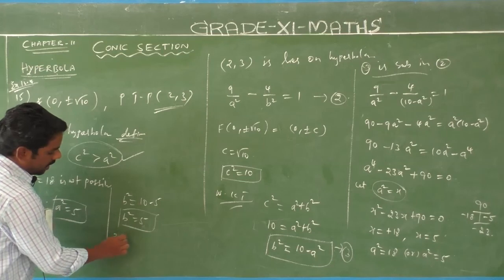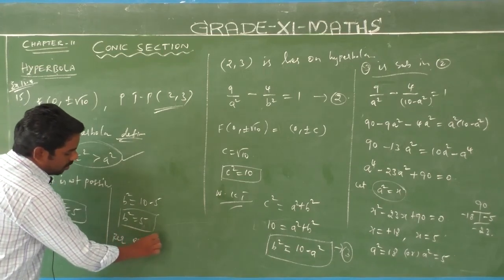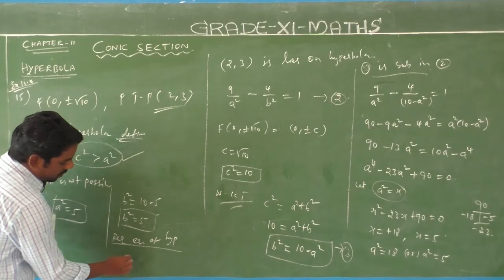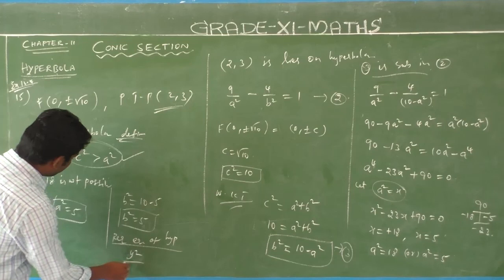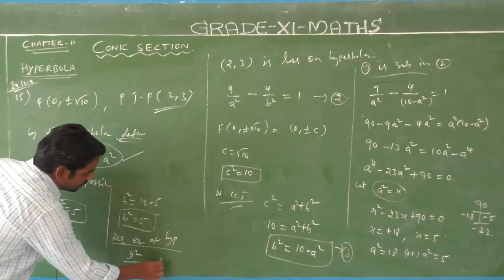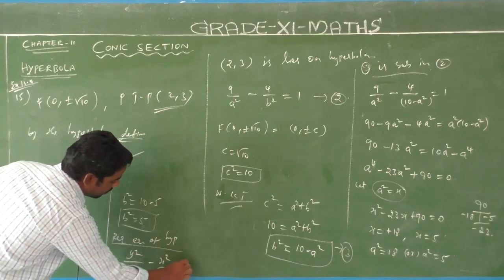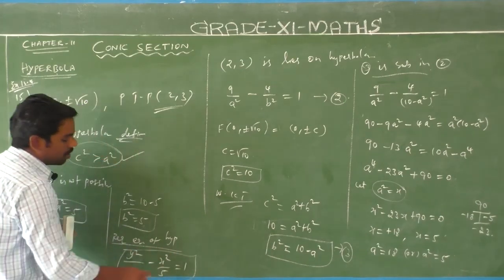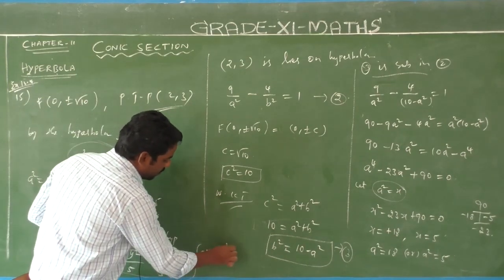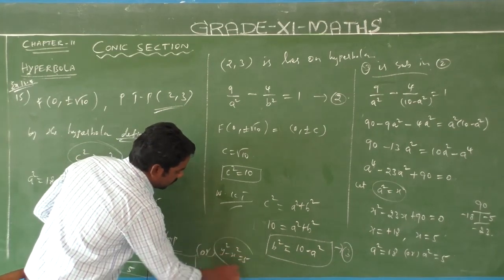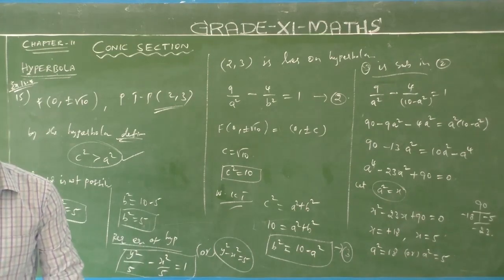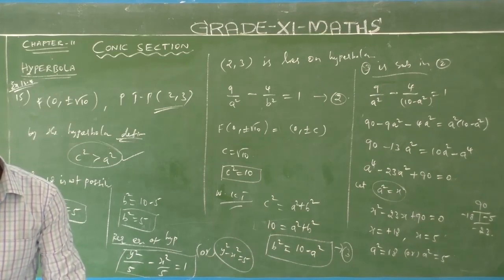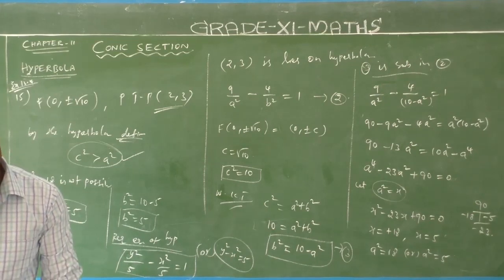Therefore, the required equation of the hyperbola is y squared by 5 minus x squared by 5 equal to 1, or y squared minus x squared equal to 5. This is the required equation of the hyperbola. Exercise 11.4 is completed.